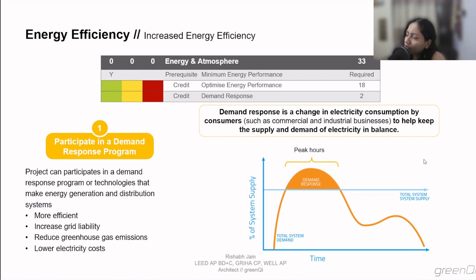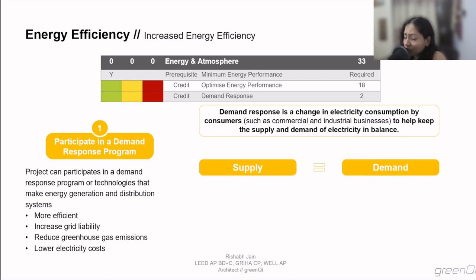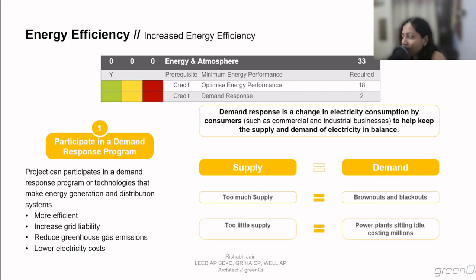So demand response is nothing but a change in electricity consumption by consumers, such as commercial and industrial businesses, to help keep the supply and demand of electricity in balance. To understand it with an example, the supply and demand should be equal. Too much supply can cause brownouts and blackouts, or too little supply can cause power plants to sit idle, and that could cost a lot of money to the utility companies. So it is important that we have this balance, and that's where demand response programs help us achieve this.